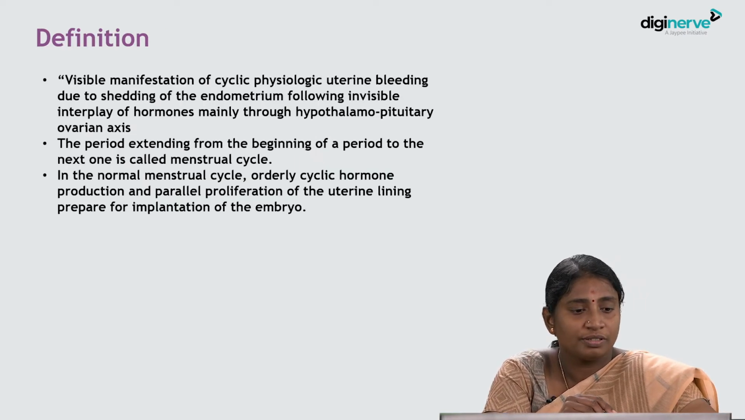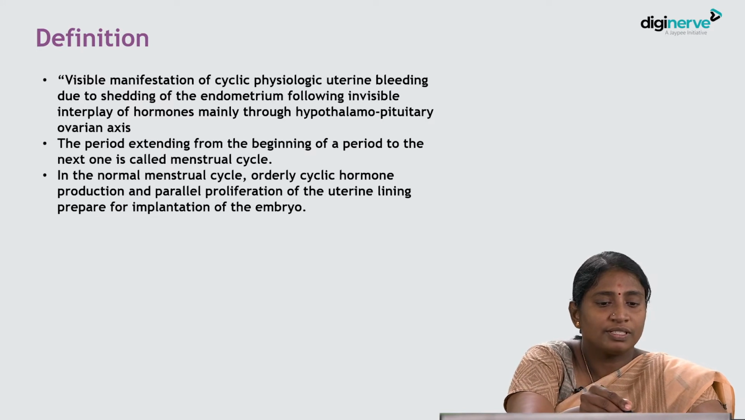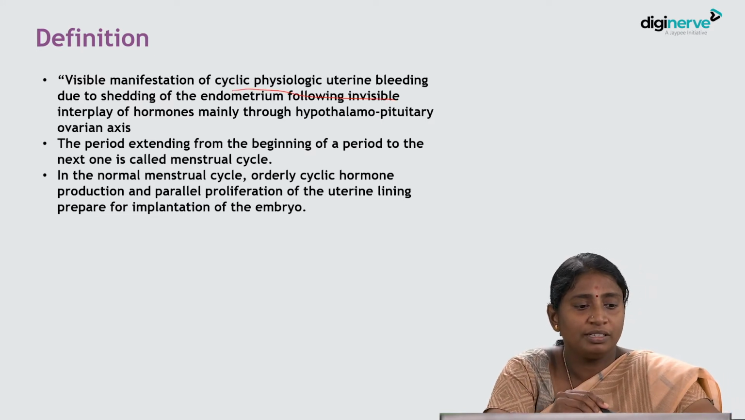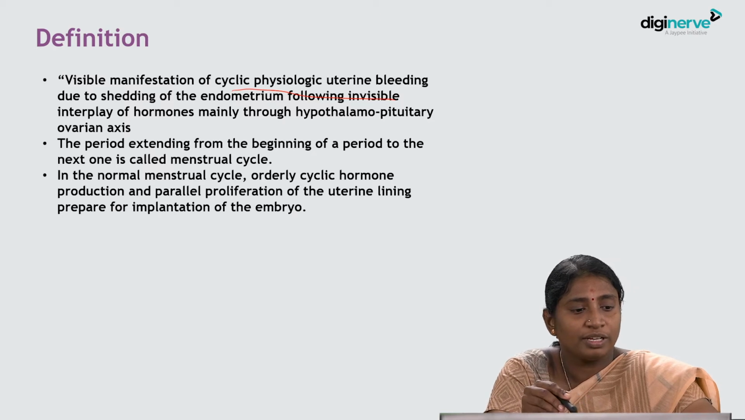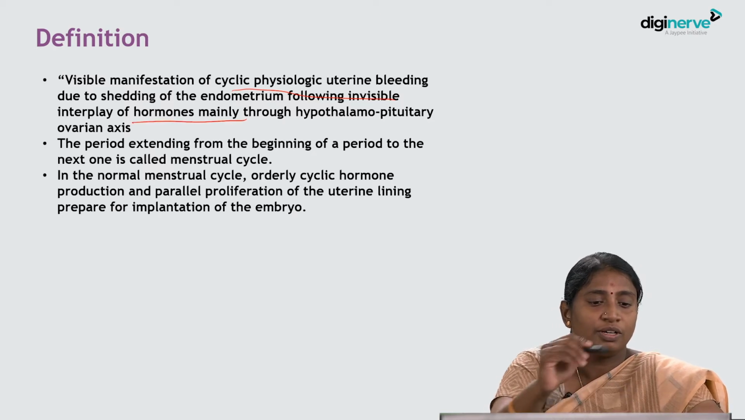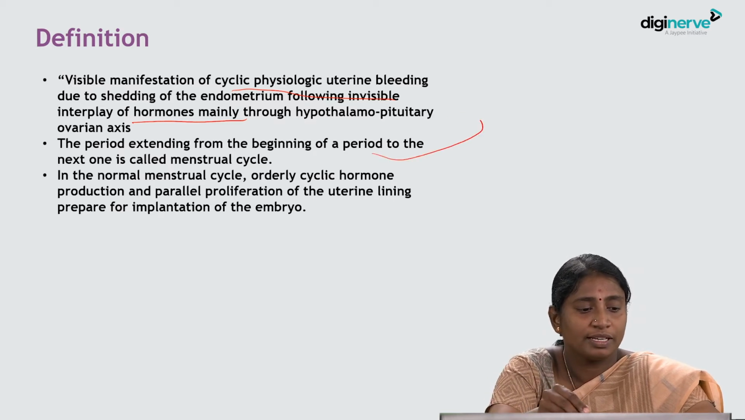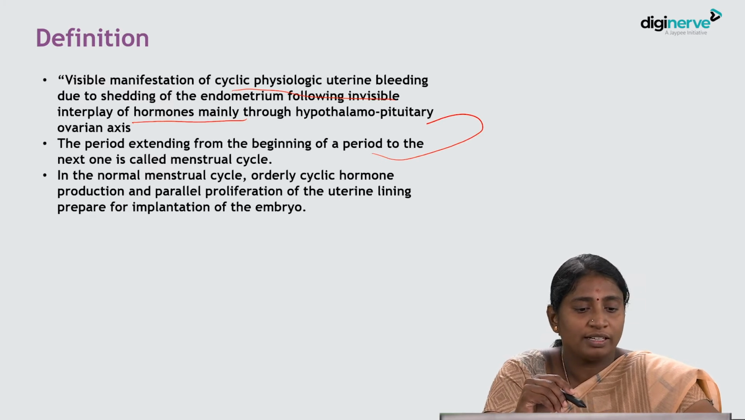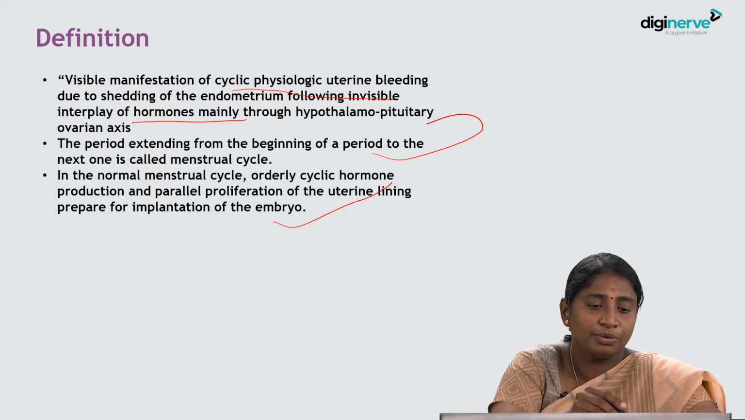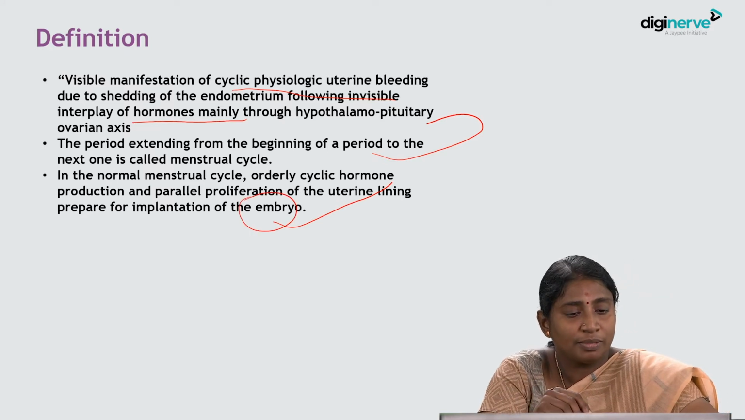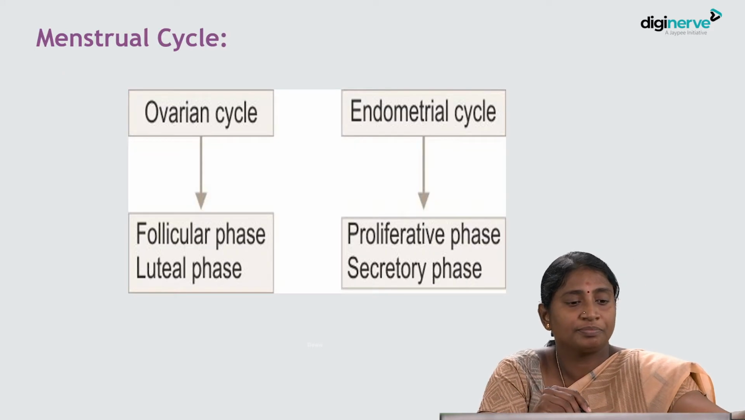What is menstruation? This is a visible manifestation of the cyclical physiological uterine bleeding due to shedding of the endometrium following an invisible interplay of the hormones through the hypothalamo-pituitary-ovarian axis. The period extending from the beginning of one period to the next one is called the menstrual cycle. In a normal menstrual cycle, orderly cyclical hormone production and parallel proliferation of the uterine lining prepare for the implantation of the embryo. In the absence of this implantation, it leads to menstruation.